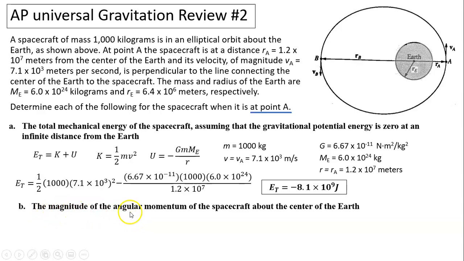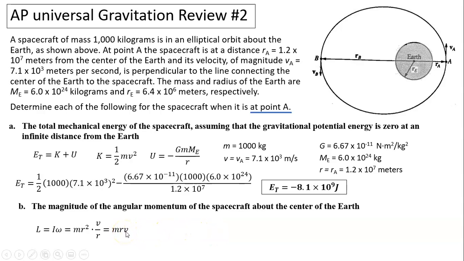Question B: what is the magnitude of angular momentum of the spacecraft about the center of the Earth? Angular momentum is I omega. I for a point mass is m r squared, and omega is v over r, so the r's cancel and it's just mvr. For a point mass, its angular momentum is mvr or mrv. They are interchangeable; mrv or mvr are the same.